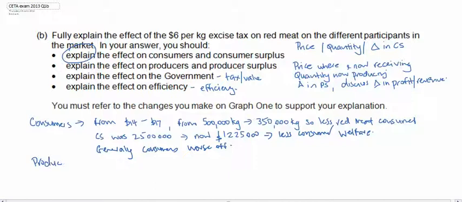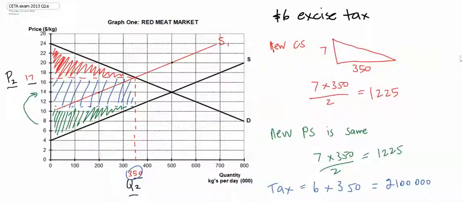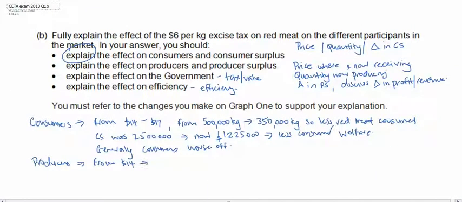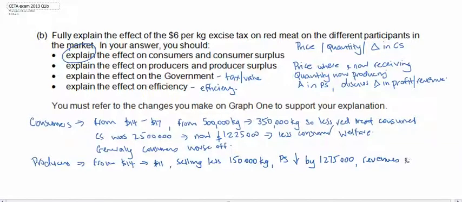Producers, from 14, they've gone down to 11. To 11. Selling less. What's that? 150,000 kgs less. PS down by, what's that? That's 1275. And revenues and profits decreased.